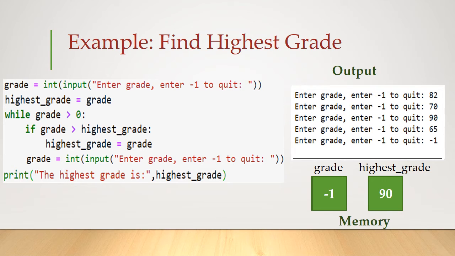Control of the program goes back up to the top of the while loop. The value stored in grade is -1. Grade is not greater than 0. That condition evaluates to false. That gets us out of the body of the while loop, and we go down to execute the final print statement. 90 is stored in the memory location highest grade. Therefore, the highest grade is 90 is displayed to the user.